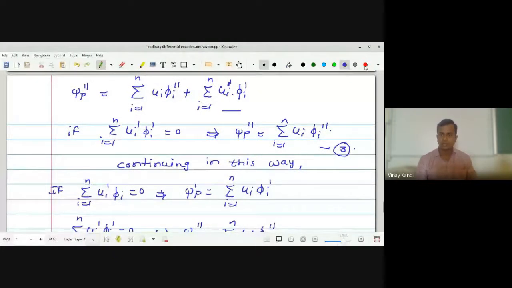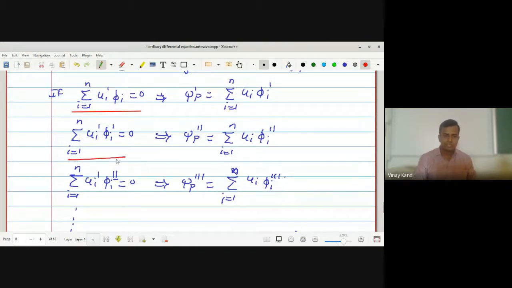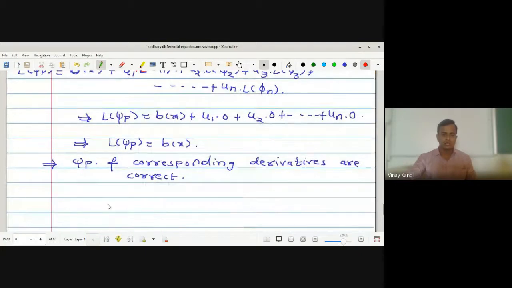Look at here. Why did we do this, you understand now? Because we assume that this value is 0. This value is 0. Okay, this is 0. Since we assumed all of this, we got the value. Okay, at last we get L of psi p is equal to b of x. That is, psi p is the solution of L of y is equal to b of x. Hence psi p and its corresponding derivatives are correct.